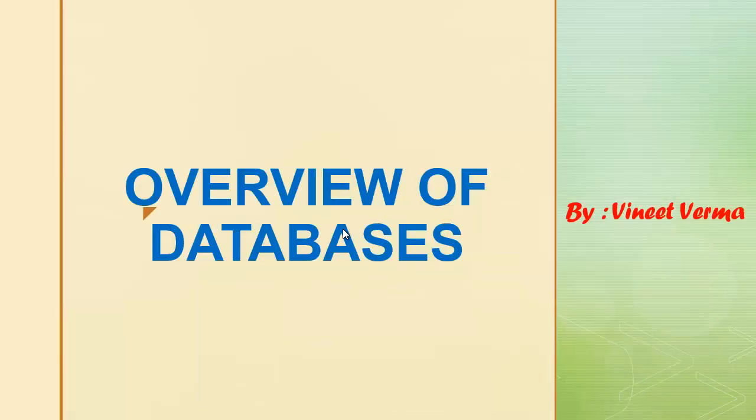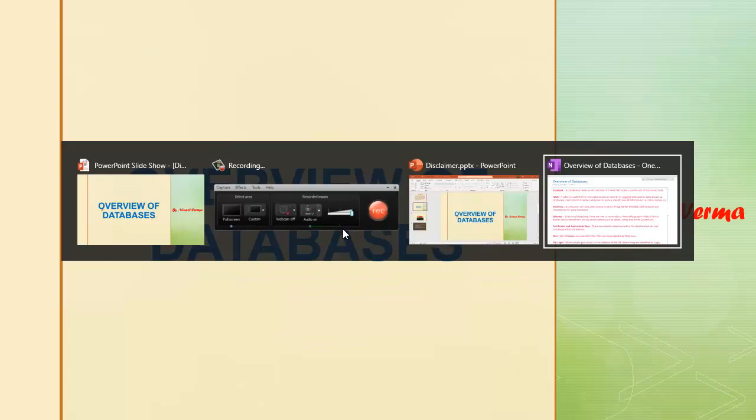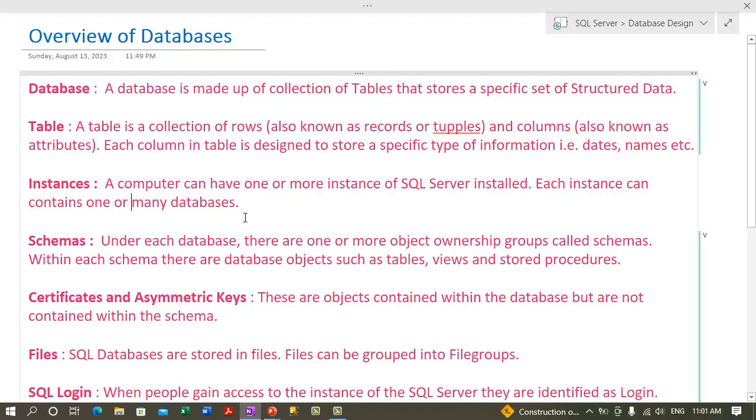Let's go back to the topic, which is the overview of databases. So let me go back to the notes. There are some terms we would like to discuss. The first term is a database. So what is a database? A database is made up of a collection of tables that contains a specific set of structured data.